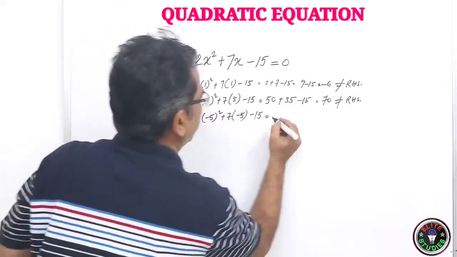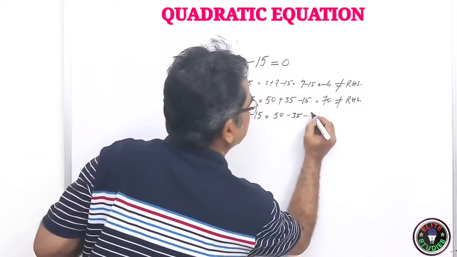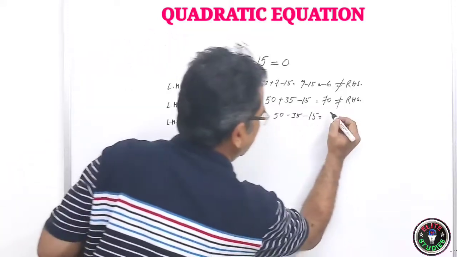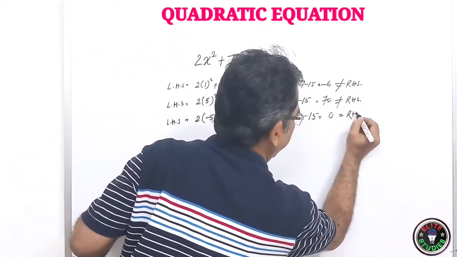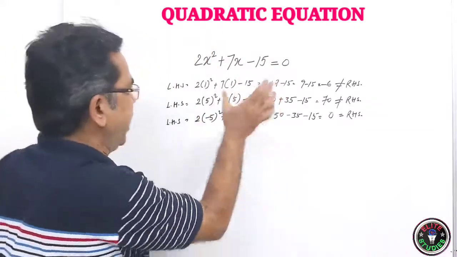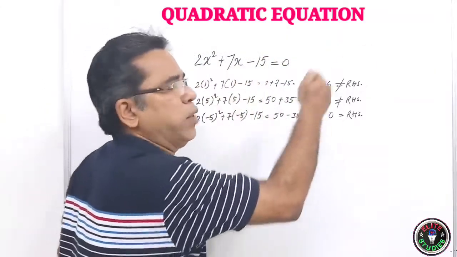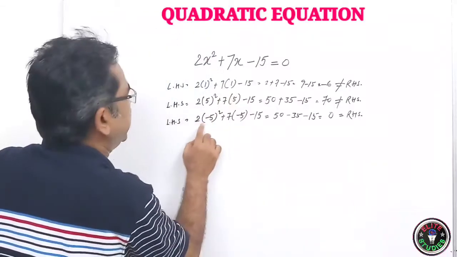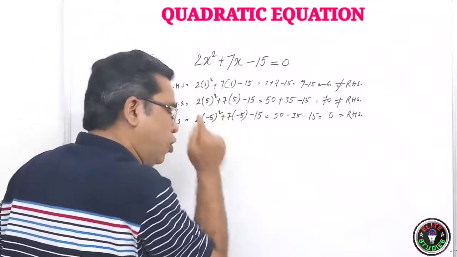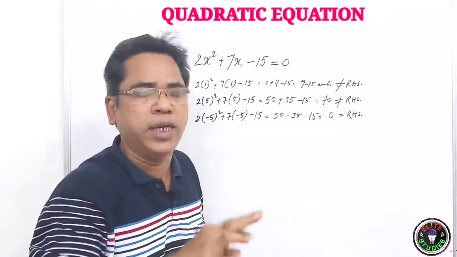So minus 5 square is 25, times 2 is 50, and it is minus 35 and minus 15. Now you see, dear students, minus 35 minus 15 is minus 50, and 50 minus 50 is 0, which is equal to RHS. So when we put x is equal to minus 5, the equation is satisfied. The equation is satisfied means the LHS becomes equal to RHS. So we can say that x is equal to minus 5 is a root of this equation, or also we can say minus 5 is the solution to this equation. Root or solution, they are the same thing.